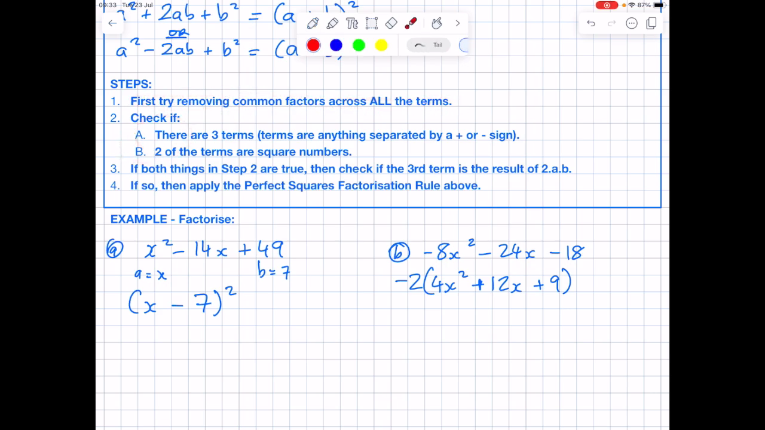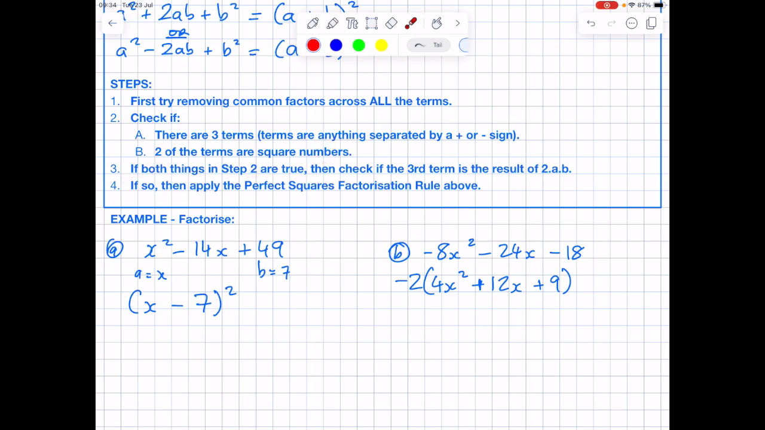Now we do this check of the stuff in the brackets. You check if there's 3 terms, 1, 2, 3. Check if two of the terms are square numbers. This isn't a square number, but 9 is, and 4x squared is, because I can times 2x by itself to get 4x squared. So I've done those checks.